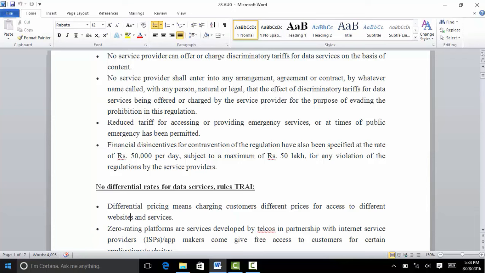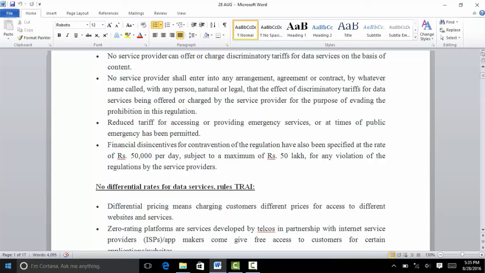Is discriminatory and will not be allowed. The exact ruling would say that no service provider can provide or charge discriminatory tariff for data services on the basis of content. No service provider shall enter into any agreement or contract by whatever name called with any person, natural or legal, that has the effect of discriminatory tariff for data services being offered or charged by a service provider for the purpose of evading the prohibition in this regulation.